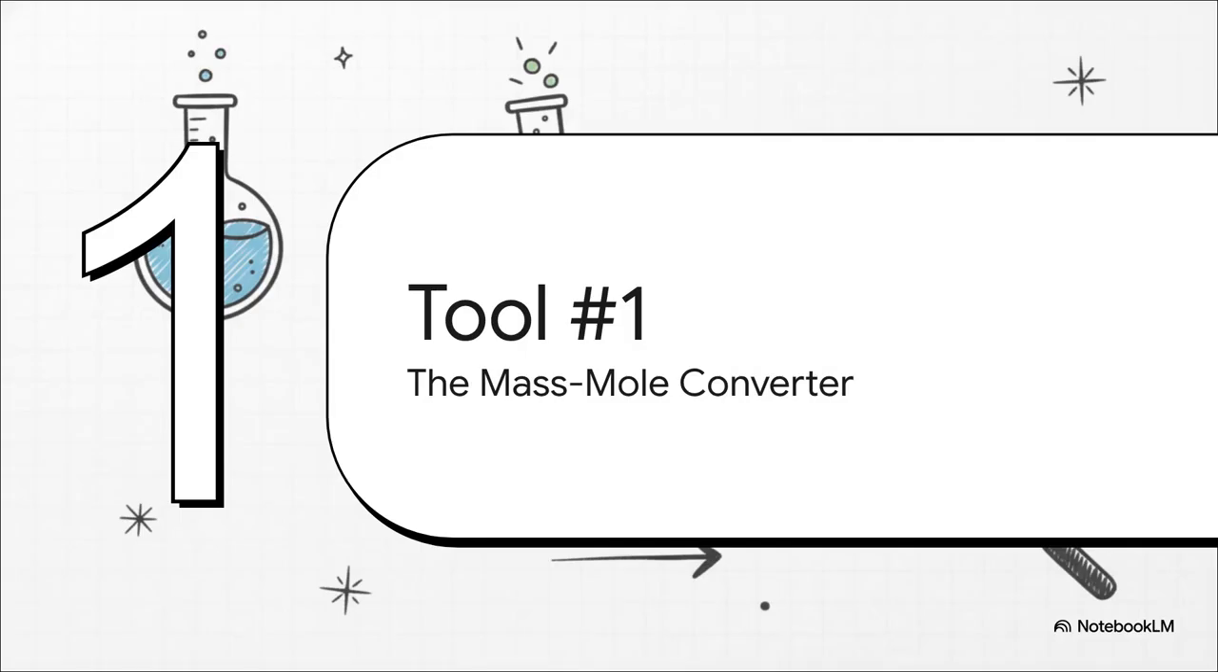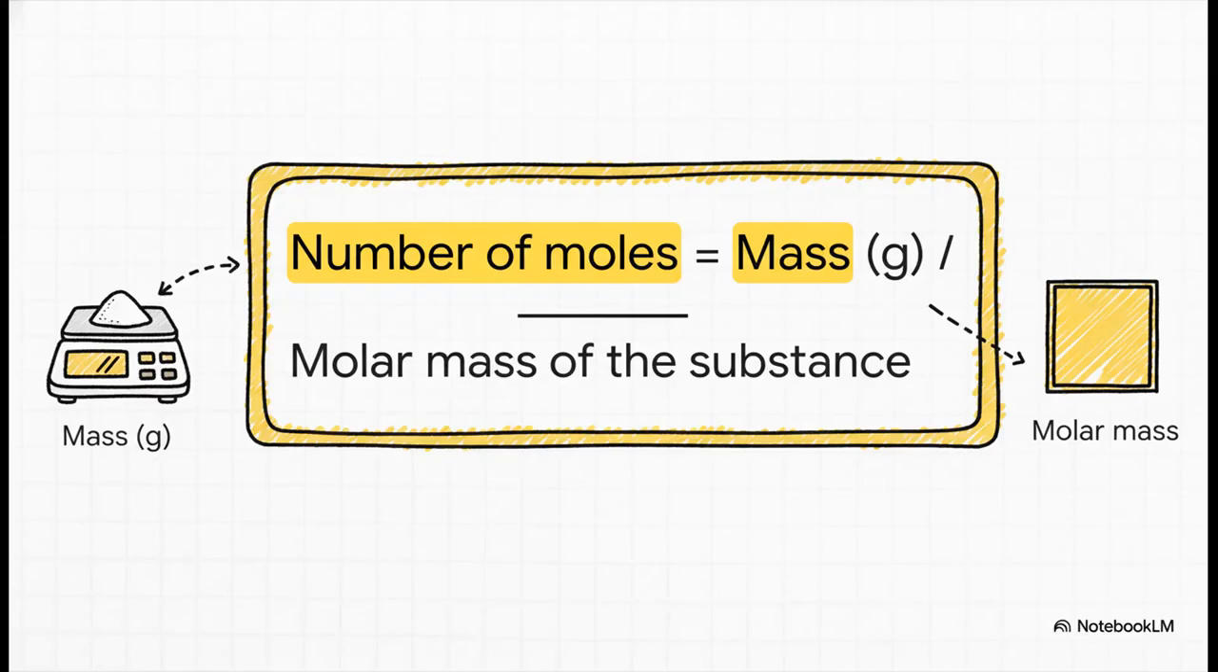Okay, so let's start building out our chemistry toolbox. The very first tool, and honestly the one you're going to use all the time, is the one that lets you go back and forth between the mass of a substance, something you can actually weigh, and the number of moles it contains. And here is the formula that makes it all work. The number of moles you have is just the mass in grams divided by the substance's molar mass. And molar mass, it's exactly what it sounds like. It's the mass of one single mole of that stuff, a number you can figure out for anything just by looking at the periodic table.